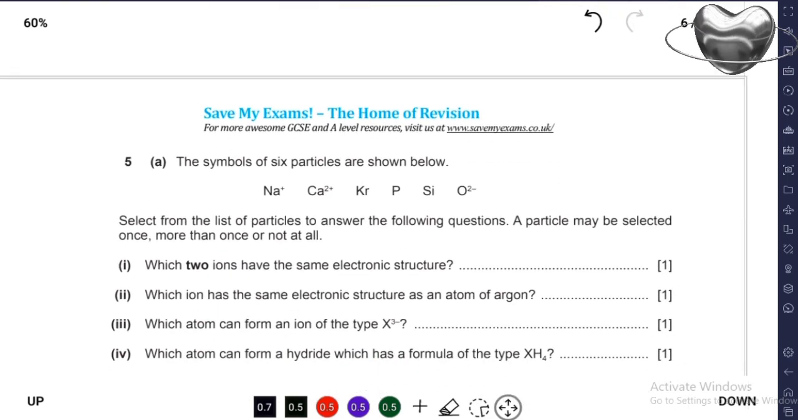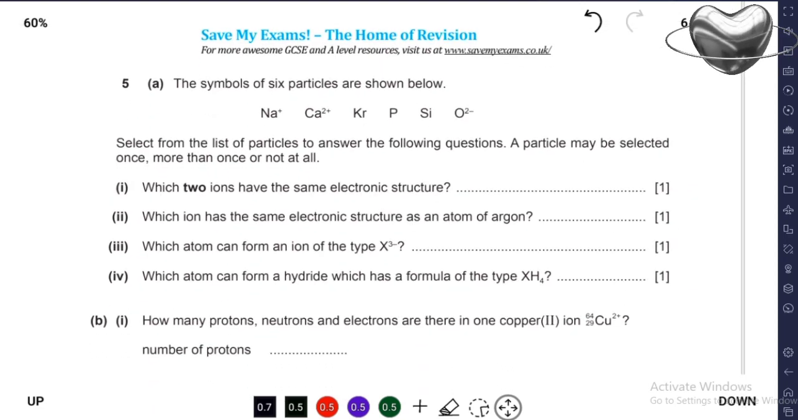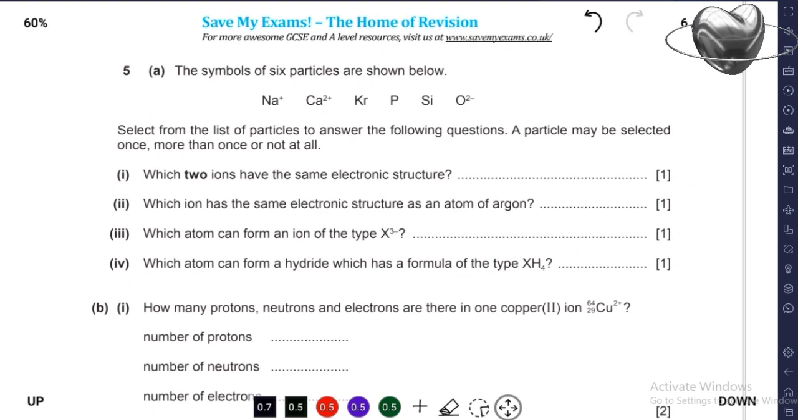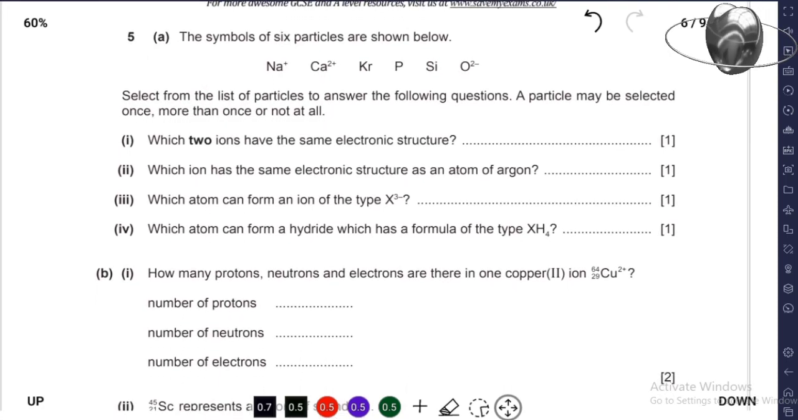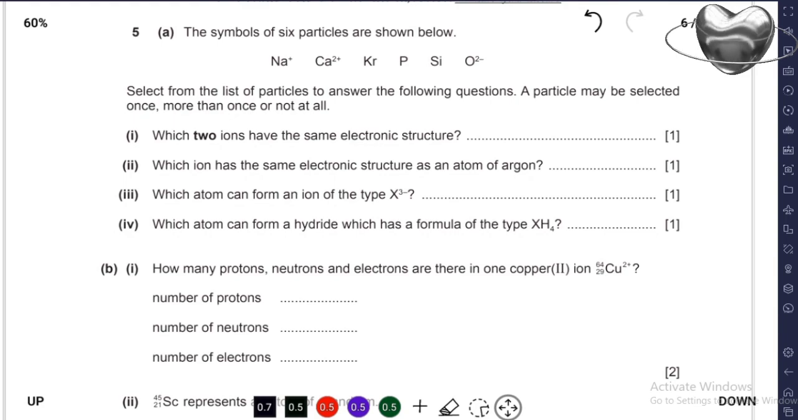We can do the last question. Question number 5. The symbols of 6 particles are shown below. Select from the list of particles to answer the following questions. A particle may be selected once, more than once, or not at all. Number 1. Which two ions have the same electronic structure?